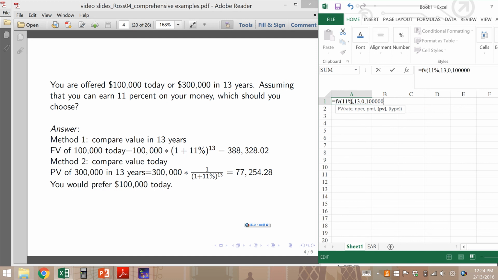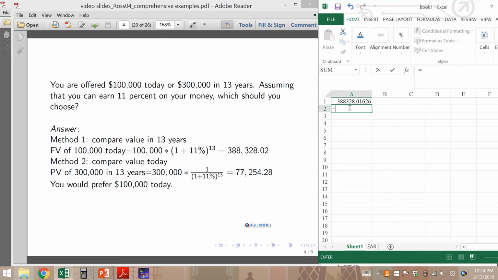Let me just do this. And the last one is the type. The type is asking you when the cash flow happens. If you don't input anything, the default type is at the end of each period. We're actually going to use this in chapter 5, where there's a difference between ordinary annuity and annuities due. So that is the future value. Again, in Excel, the future value is negative. It's the same logic as the financial calculator. If you put the present value as a negative value, you're going to have a positive future value.